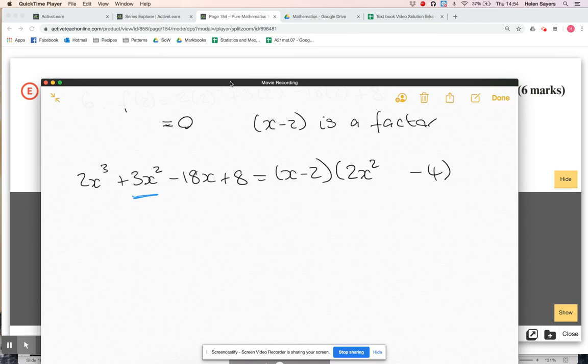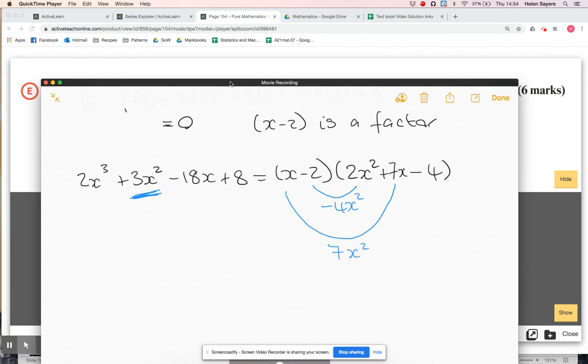Well, it's going to come from the -2 times the 2x squared, so that would give me -4x squared. And then the x times the x term in that quadratic. So together, they need to equal 3x squared. So I need 7x squared, because -4x squared plus 7x squared would give me 3x squared, which would mean that would have to be 7x, so that when I do 7x multiplied by x, I get 7x squared.